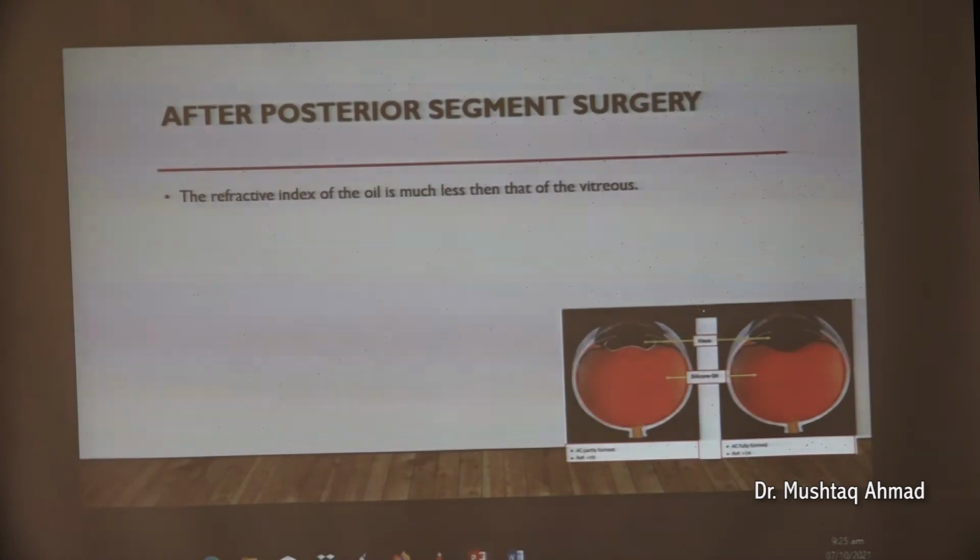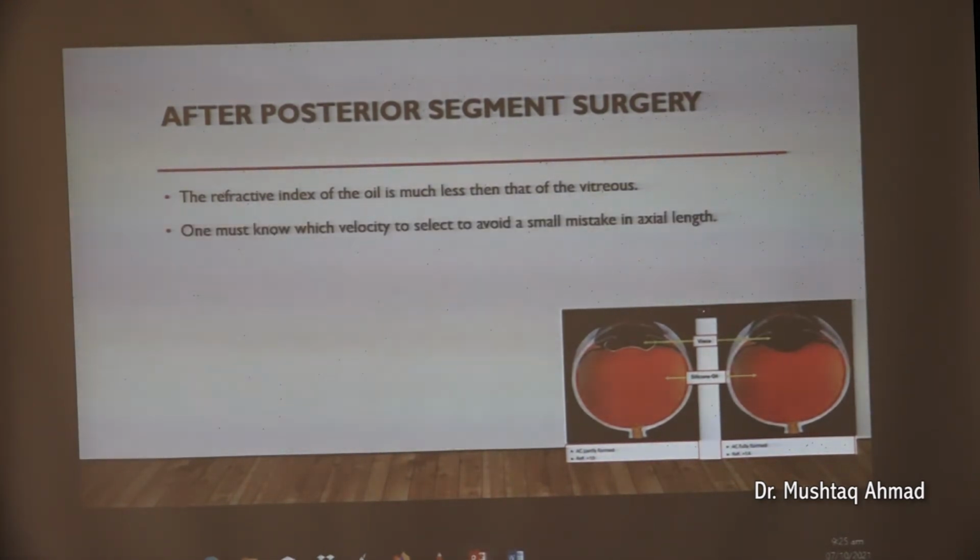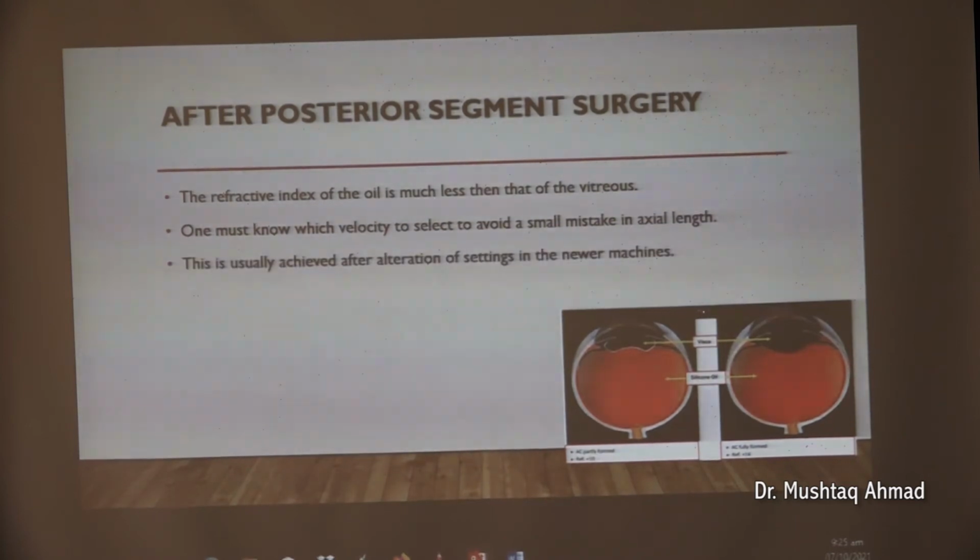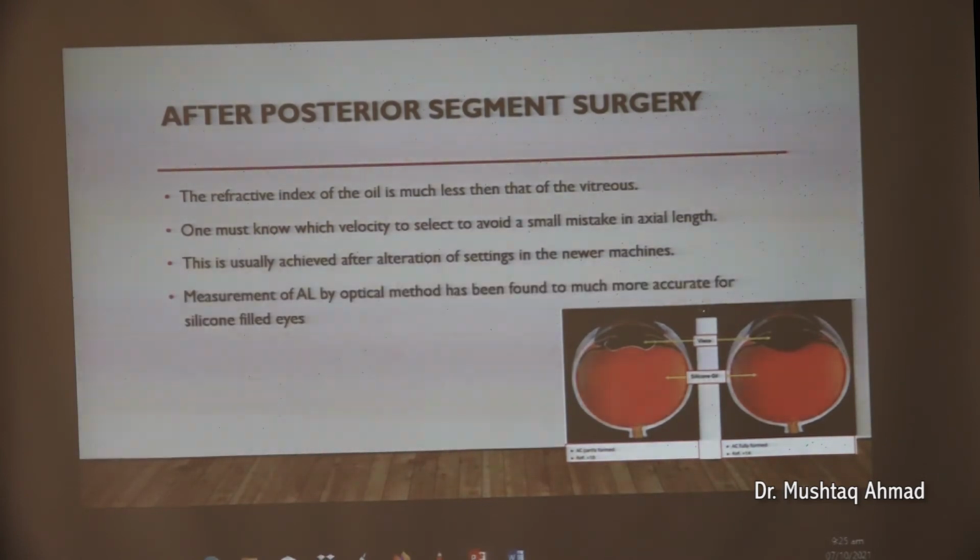Posterior segment surgery. When there is a silicon-filled eye, the refractive index of the IOL is much less than that of the vitreous. One must know which velocity to select to avoid a small mistake in axial length. This is usually achieved after alteration of the setting in the newer machines. Measurement of axial length by optical method has been found to be much more accurate for silicon-filled eyes.